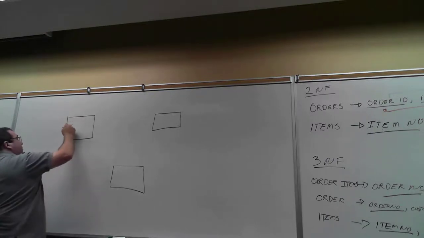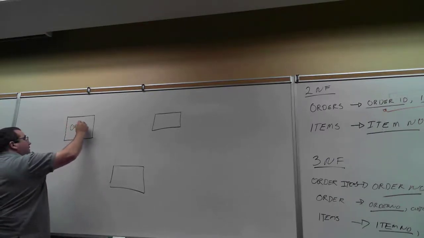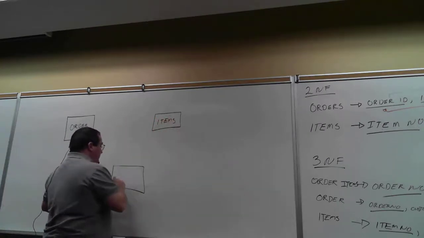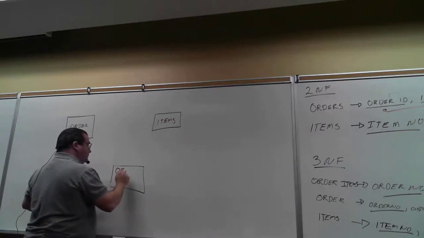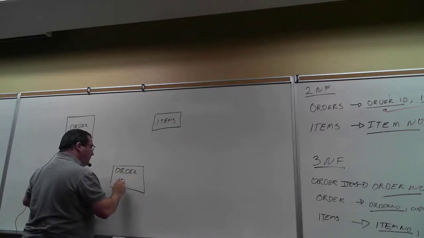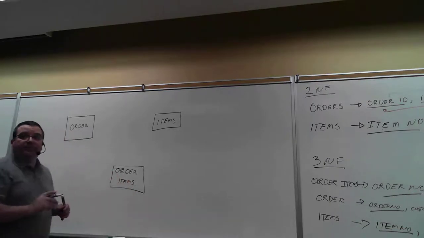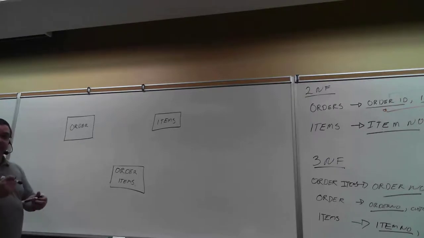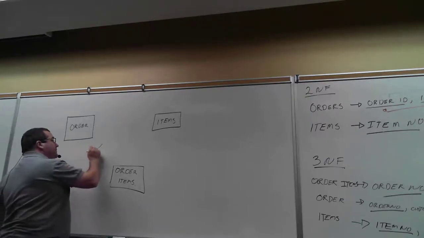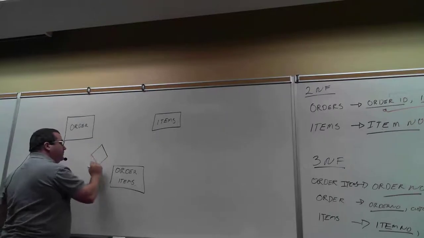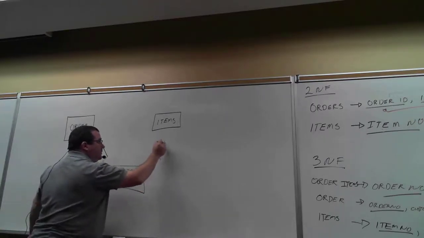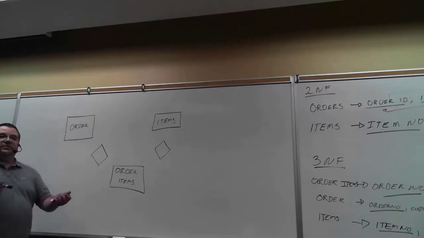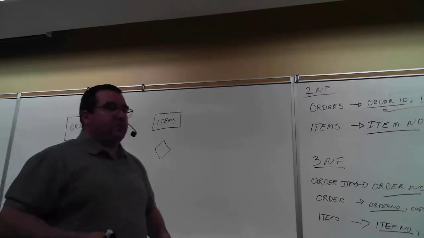identified the order entity, the items entity, and the order items. Those are our separate entities. Now, the other thing we draw when we do a conceptual is the relationship diamonds. Why? Because it gives you a spot to write what the relationships are.